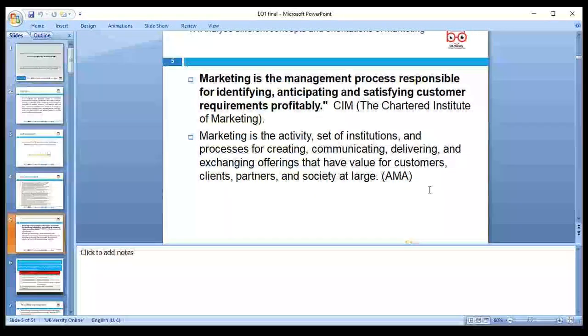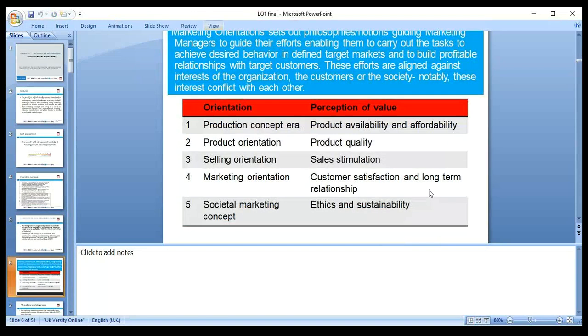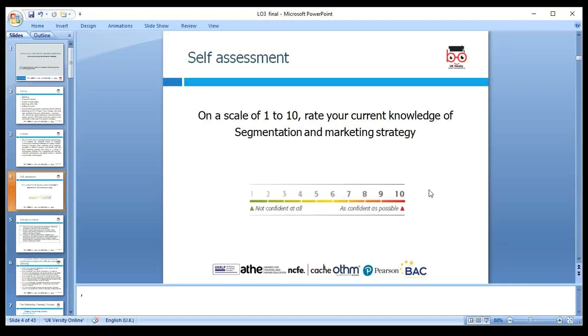During our lesson 1, we discussed marketing as a management process responsible for identifying, anticipating, and satisfying customer requirements, needs, and wants profitably. That's the key message. According to the AMA, which is a chartered institute in America, and the chartered institute in the UK, marketing is an activity, a set of institutions and processes for creating, communicating, and delivering exchange offerings that have value for customers, clients, partners, and society at large. We discussed all these concepts at different stages, the growth of the marketing concept. I'm not going through it in detail, but you can watch the lesson one recording.